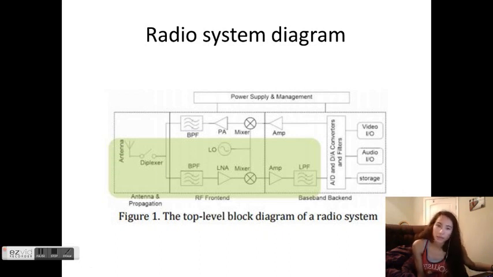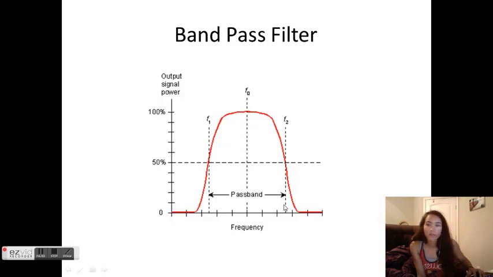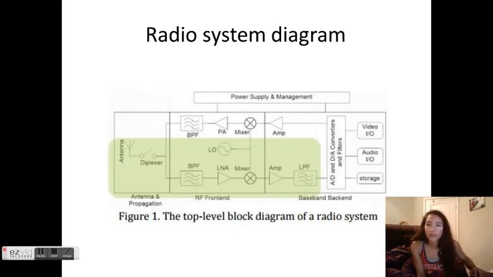So basically, we start with the antenna, which receives or transmits a signal, which right now we're just going to deal with the receiving end. So we receive our signal, goes to the diplexer, and basically this tells us whether or not we're on it or not. And then we have a bandpass filter, which looks like this. And then it goes through an amplifier, which amplifies our signal.